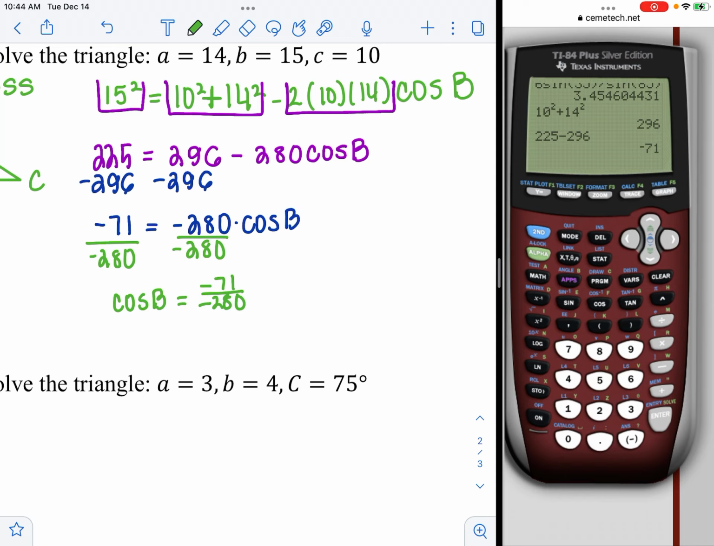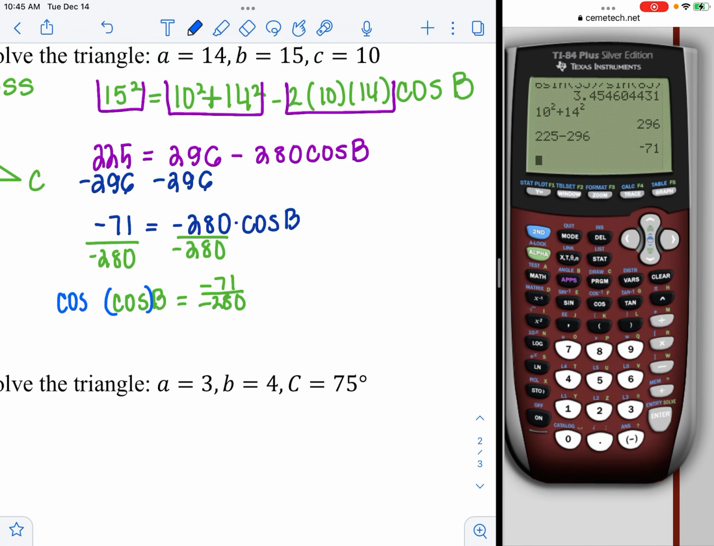All right, I need to get rid of cosine. So how do I undo cosine? People will say to me, divide by cosine. And it's like, no, that's not it. If I said, how do I get rid of multiplication? You'd say division. If I said, how do I get rid of addition? You'd say subtraction, because they're inverses. What's the inverse of cosine?